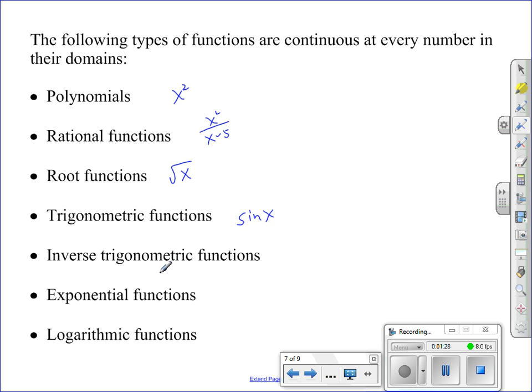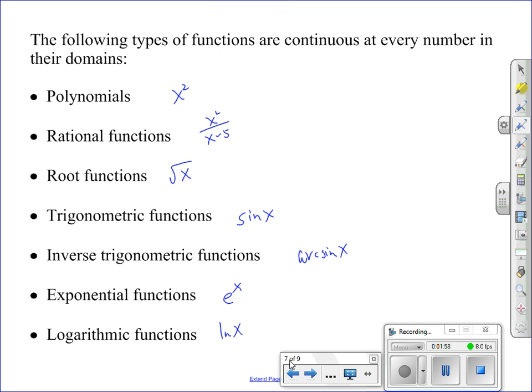Inverse trig functions like arc sine x, arc cosine, arc tangent, they are all continuous in the domain. Exponentials like e to the x, or 2 to the x, 5 to the x, are all continuous everywhere. Log functions like natural log of x are continuous in the domain, and the domain is x greater than 0. So all these functions are continuous in their domains. Of course, not in the domain means not continuous.